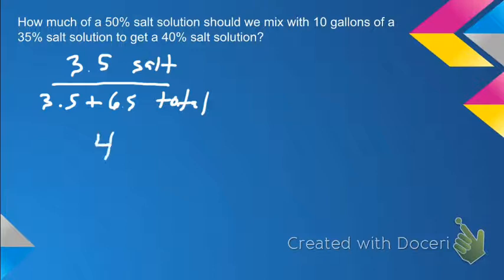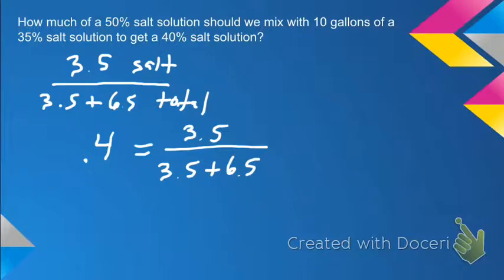So we have 0.4, that's what we want this to equal to. Right now we have 3.5 parts salt over 3.5 plus 6.5 total. That's just 10. Let me just write 10 so we're not confused. So 10 parts total. And we're going to add 50% saltwater solution.